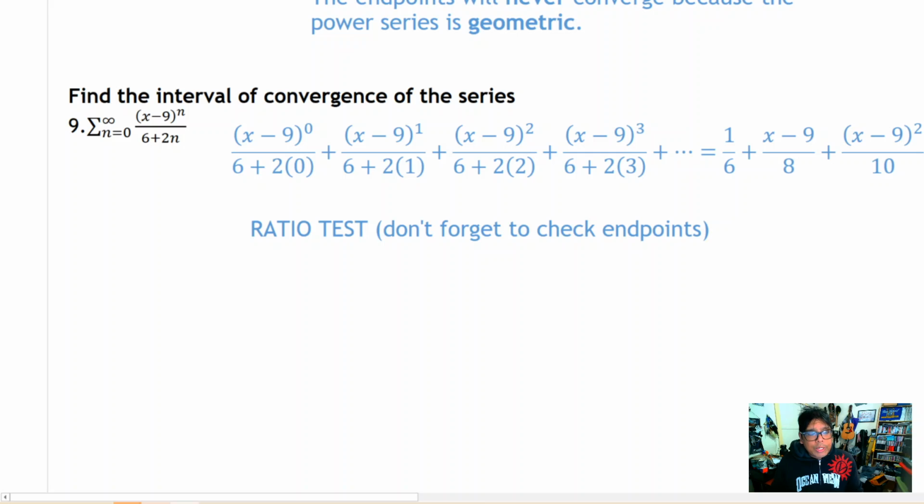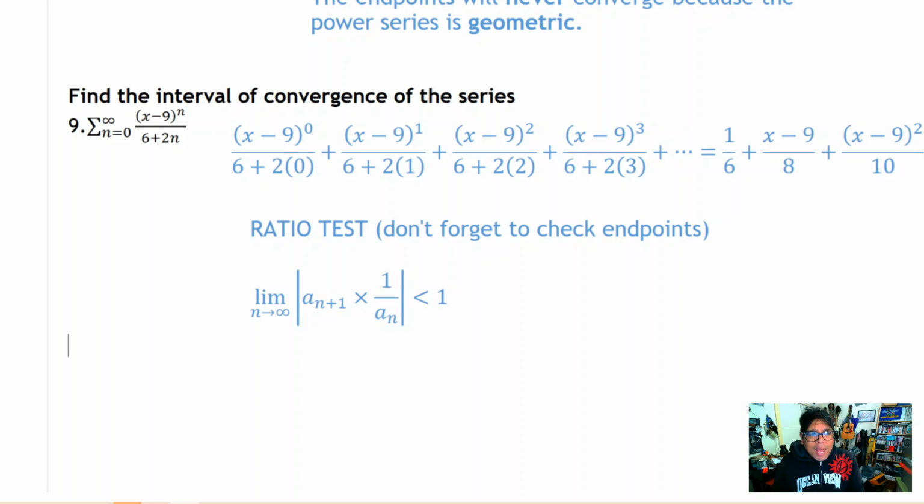We have to use the ratio test in order to find the interval of convergence. And whenever we use the ratio test, don't forget to check the endpoints. Now for power series, we set up the ratio test with the reciprocal of the nth term. So we have the n plus 1th term multiplied by the reciprocal of the nth term.